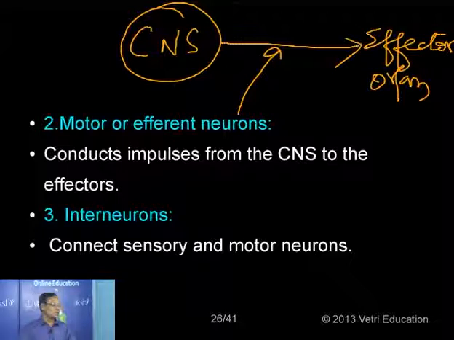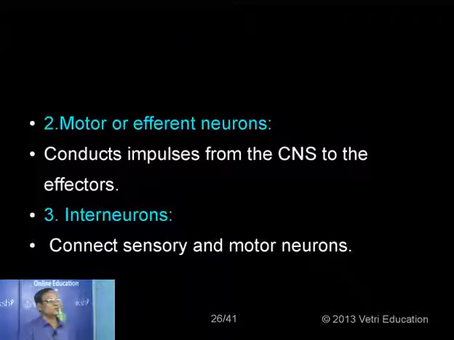Now within the brain and spinal cord, there are some neurons called interneurons, or association neurons, or relay neurons, or intermediary neurons. Normally, inside the brain, once information is carried by the sensory neuron, the sensory neuron is connected.